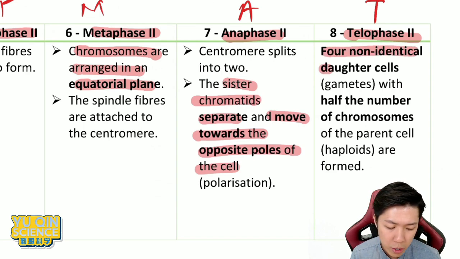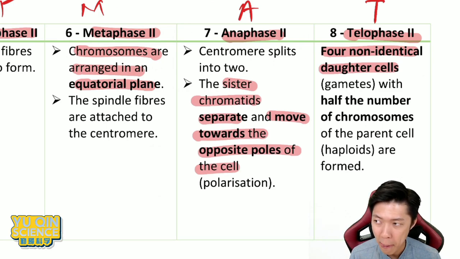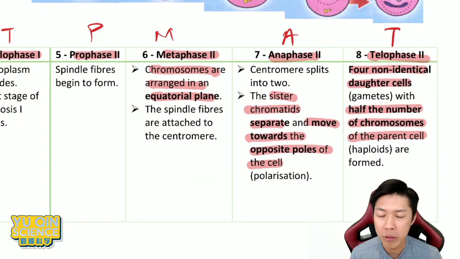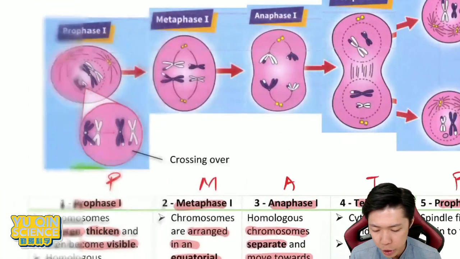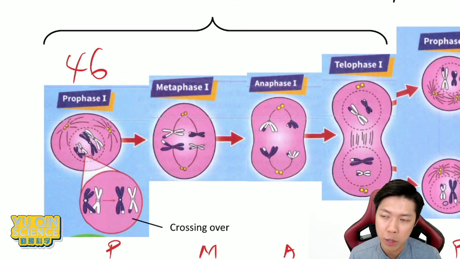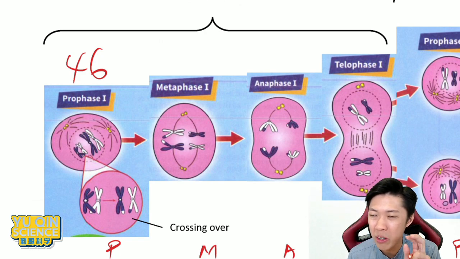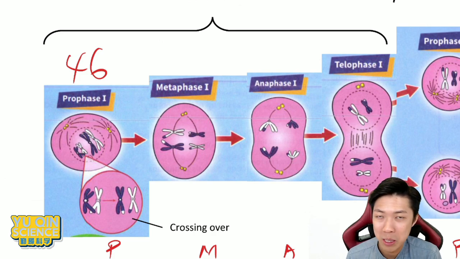This gives four non-identical daughter cells, that means not the same. All four daughter cells are different. They have half the number of chromosomes of the parent cell. In the case of humans, originally you will have 46 chromosomes in a parent cell. That means in your testes or in your ovary right now, there are a lot of parent cells, like factory cells, specialized in making sperm, training soldiers, and making princesses for ovum.